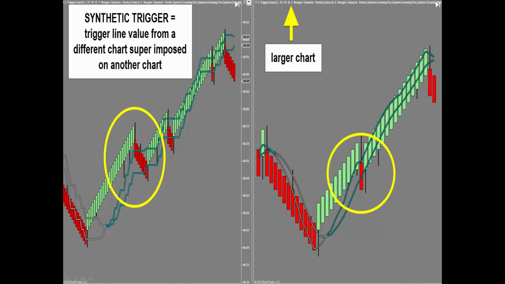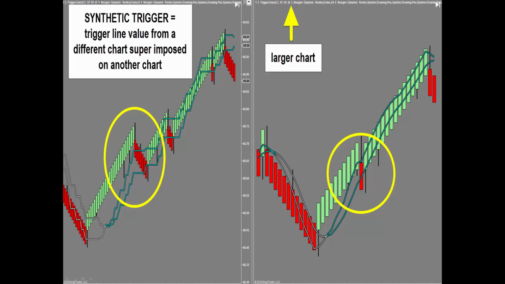One of the other trigger lines that you're going to see on your charts is what we call a synthetic trigger. And all it is, is the trigger line value from a larger chart superimposed on a smaller chart. So you'll see on the right side, this is our small trigger lines from an 8-2 chart, an 8 body size Renko bar chart. And you'll see that the same line value is superimposed on a much smaller 5-1 chart. So what we're going to use this for is to be able to see some of the trigger lines from larger charts superimposed on a smaller chart.